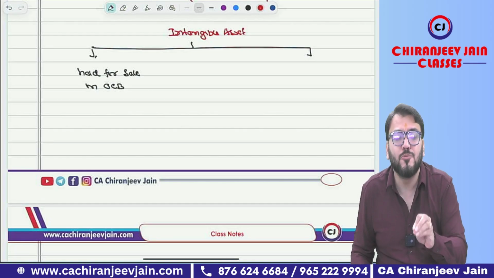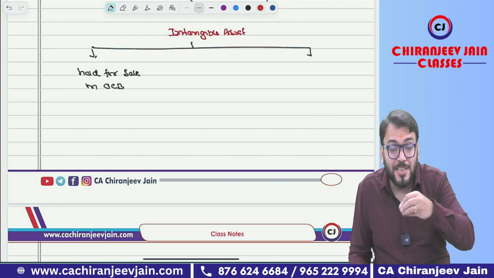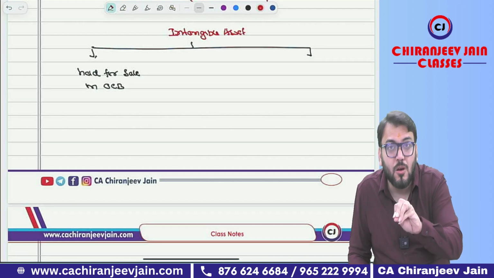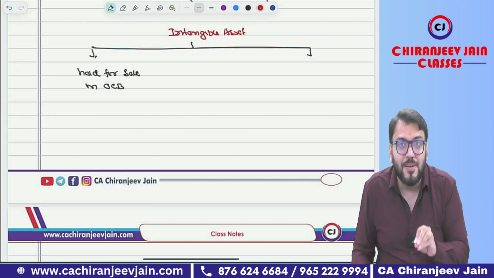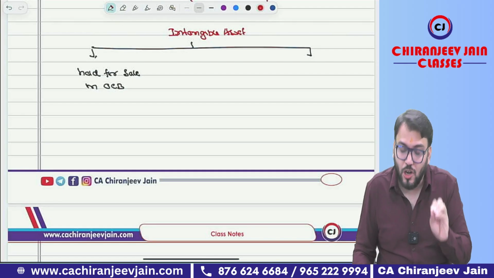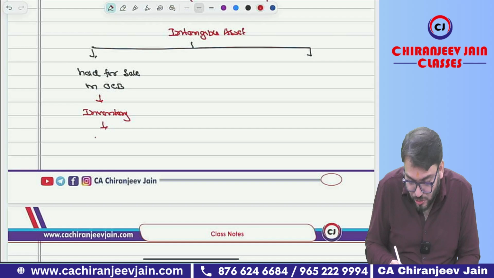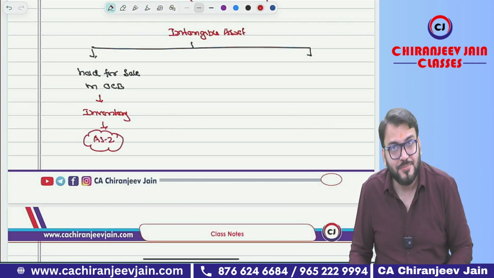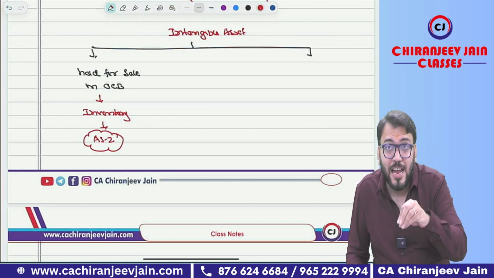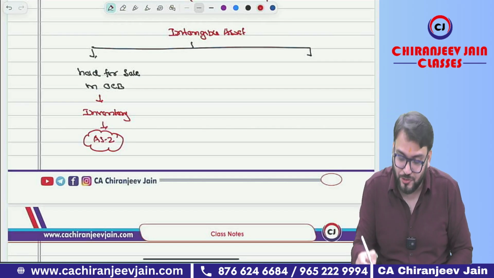For example, I am a dealer of software. So software is what? Intangible asset. If I buy and sell software, then that software is my inventory. It is as simple as if I am a dealer of machinery, then machinery is my inventory. Inventory means which AS? AS2. Therefore this is outside the scope of this chapter, because that will be covered under AS2.